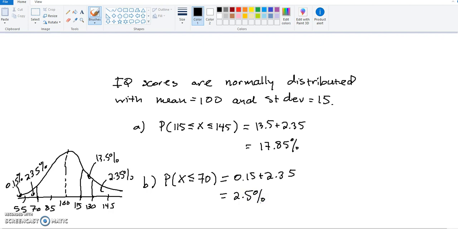So the main thing, just remember the chart. So your key sections are 34%, 13.5%, 2.35%, and 0.15%. And they get smaller the farther you get away from the mean. And then when you create your table, you start by finding the mean, and then you count up and down. So you make your tick marks by 3 multiples of the standard deviation above and below. So in this case, it was 15, so we did 100. Then up 3 counting by 15, 115, 130, 145. And then down 3 counting by 15, 85, 70, and 55.